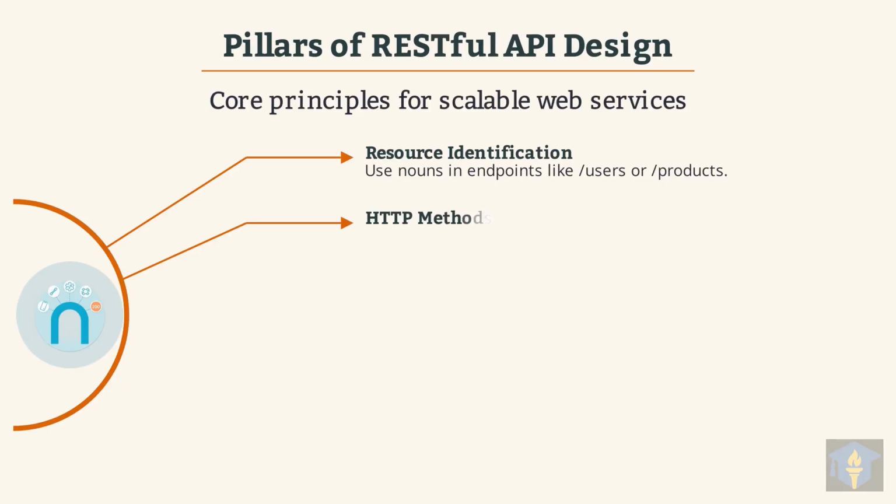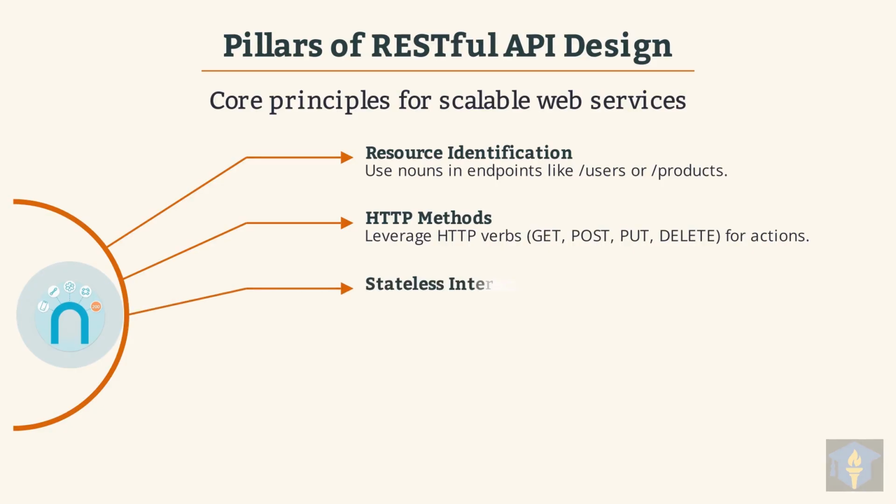Next, we have HTTP methods, which define the actions you can perform on these identified resources. Leverage standard HTTP verbs such as GET, POST, PUT, and DELETE to specify the intended action for each request. The third pillar emphasizes stateless interactions, meaning each request should be independent and self-contained. This ensures that every request contains all the necessary information without relying on previous server-side sessions.